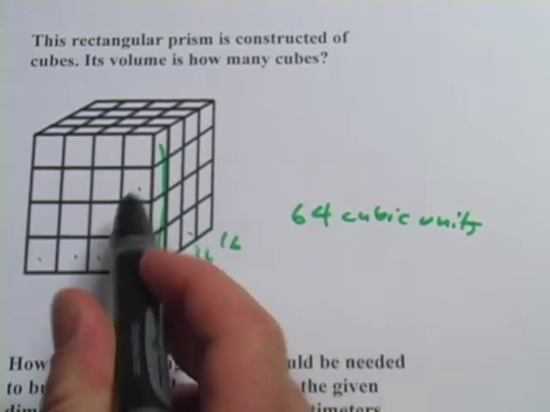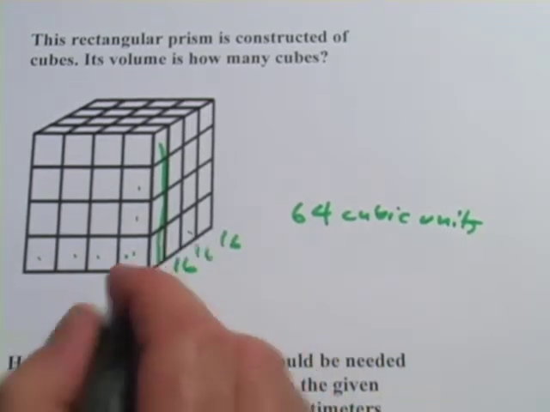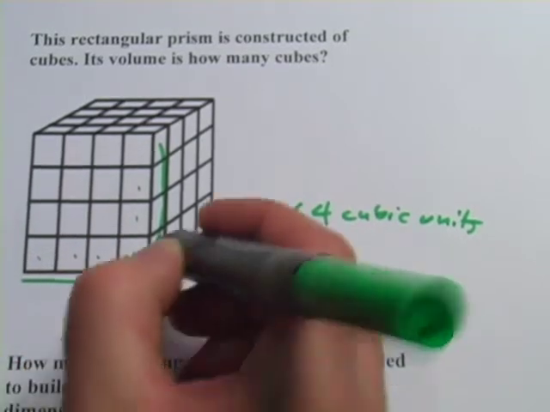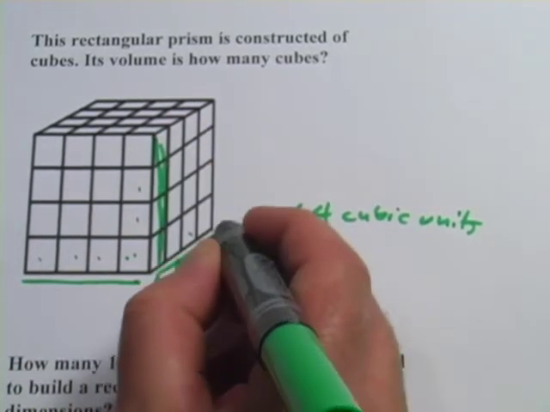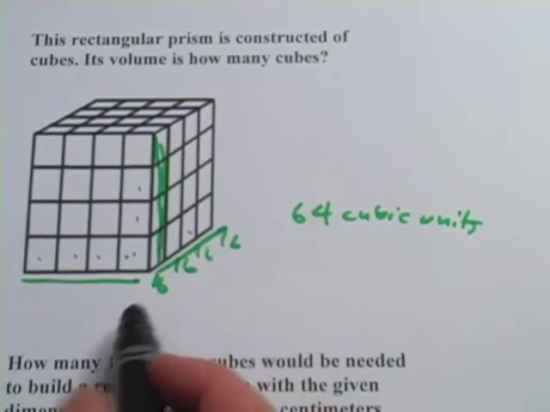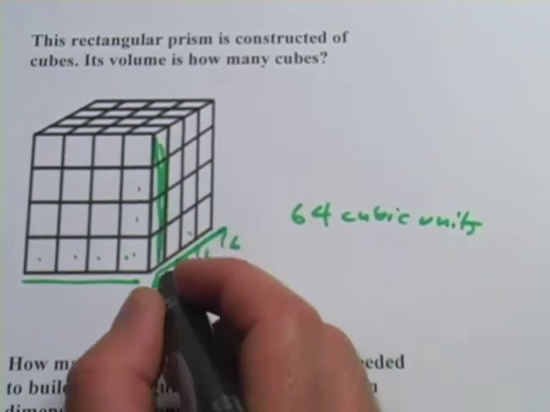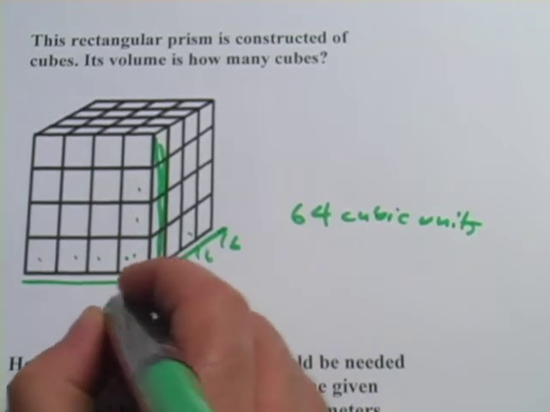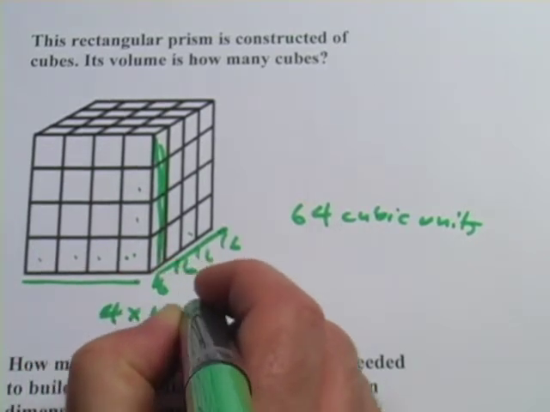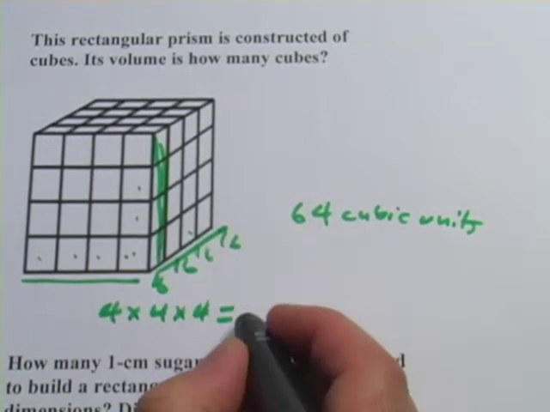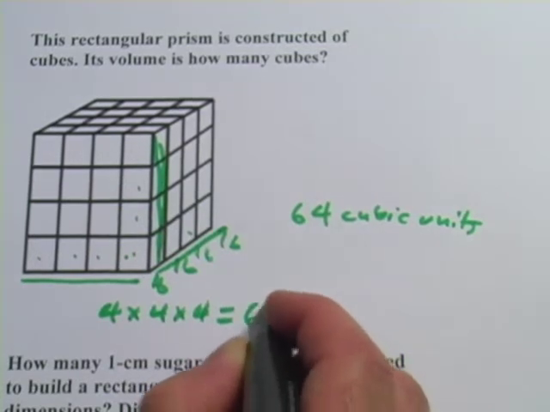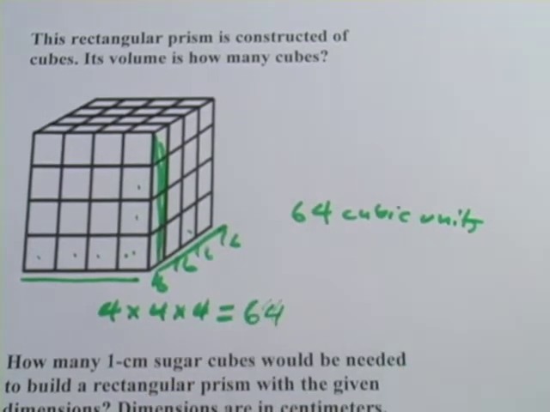There's a shortcut to counting them like this, and that is we multiply this side by this side by that side. So 3 ways. When we do area, we multiply length by width. Now we add the depth, and we multiply by that. And that would be 4 times 4 times 4. And if you do that on your calculator, you'll find that does indeed equal 64. Let's take a look at another one.